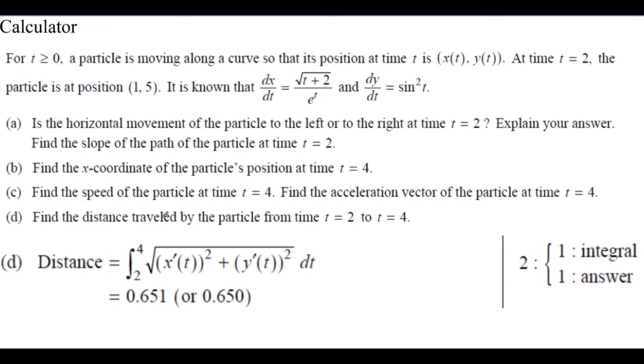Find the distance traveled by the particle from time t equals 2 to t equals 4. Well, distance along a parametric curve is the integral from 2 to 4 of the square root of the derivative of x squared plus the derivative of y squared. And of course, we're going to use a calculator to do this. We get 0.651 or 0.650. And it looks suspiciously like the Pythagorean theorem.